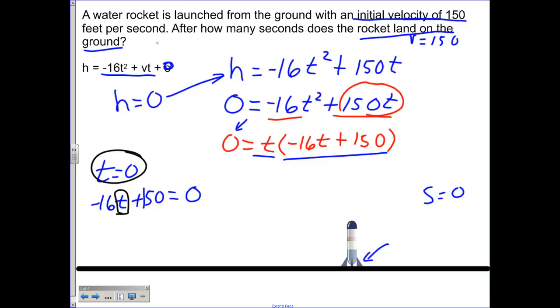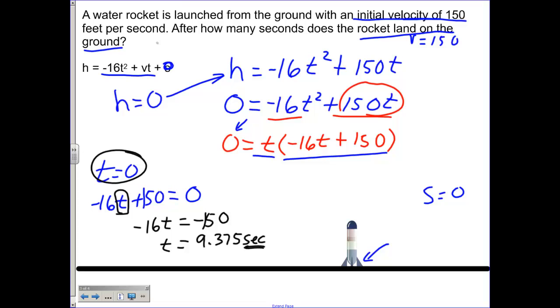All you're going to need to do is pick up your calculator and subtract 150 from both sides, and we end up with negative 16t is equal to negative 150. Then divide both sides by negative 16. It is going to give you approximately 9.375 seconds. So we have two values. It hits the ground at 0 seconds and it hits the ground at 9.375 seconds. So it's actually in the air for 9.375.